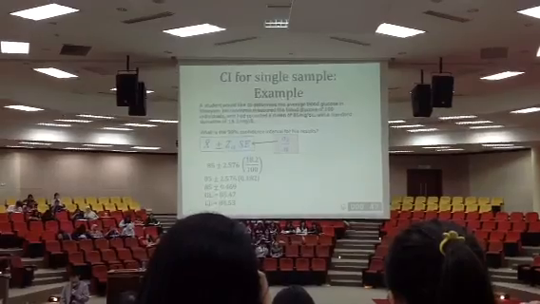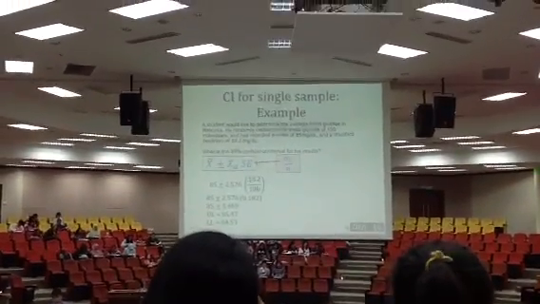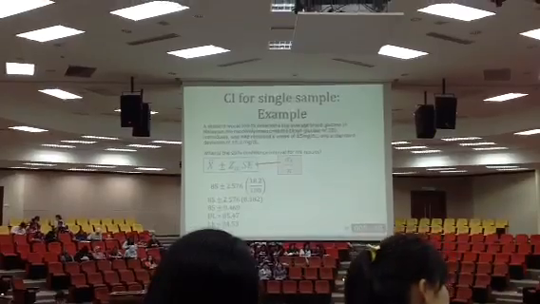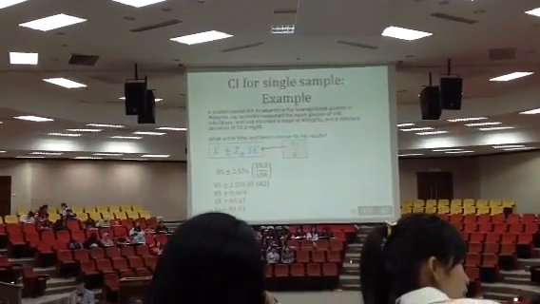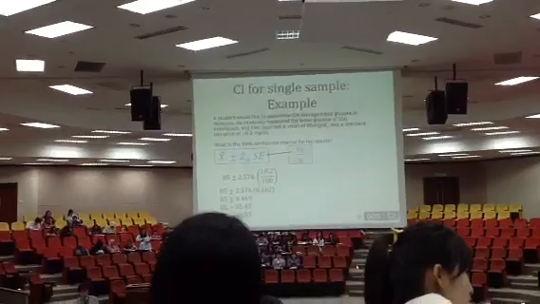Again, 80.31. That is upper or lower? Lower. Then what's your upper limit? 89.69. Okay, so yeah, that should be correct.